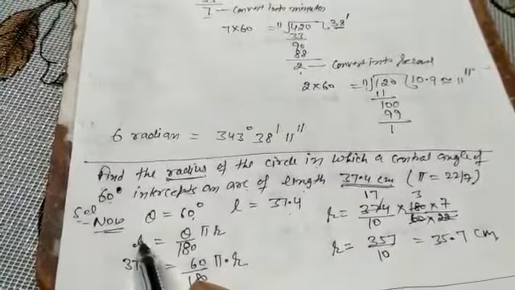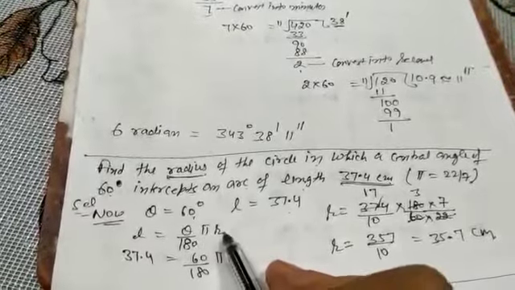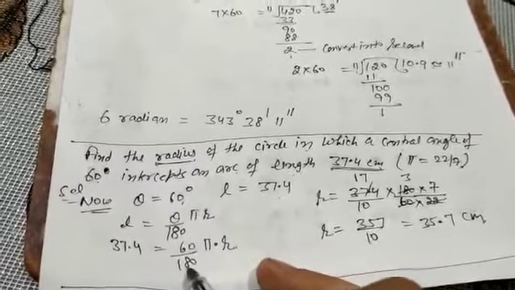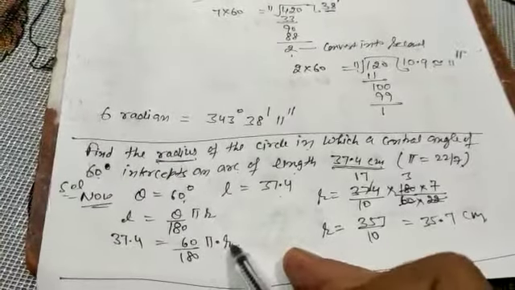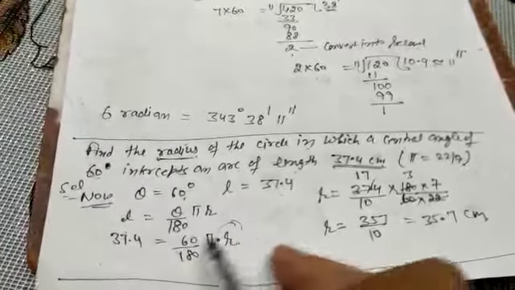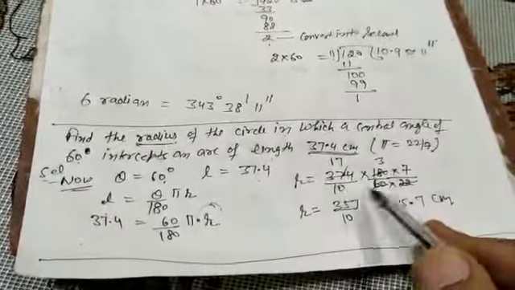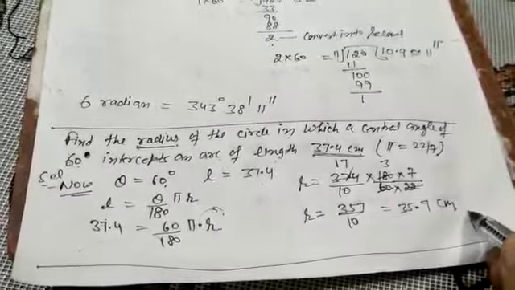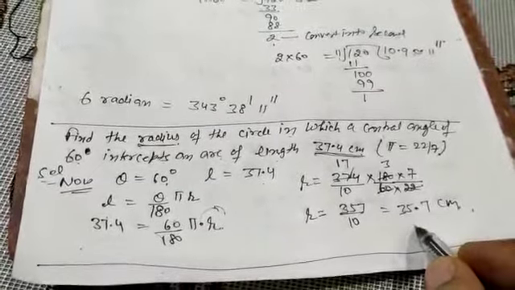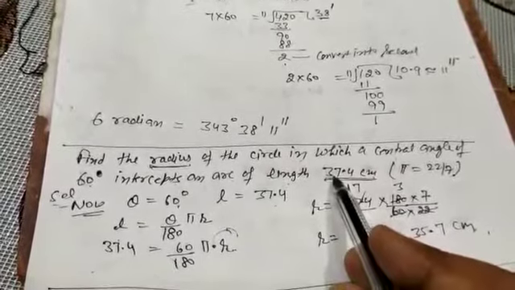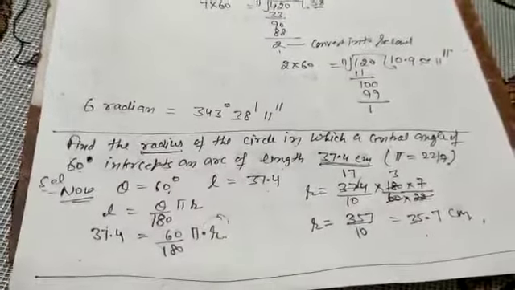You know the formula, L is equal to theta upon 180 into pi r. Length of arc 37.4, theta that is 60 degree upon 180 into pi into r. We want to calculate r, so this is transferred to the numerator and this is transferred to the denominator with pi. So after transformation and shifting the value of pi, we get 357 upon 10. On simplification, we will get 37.7 centimeter. So this is the radius of that circle in which an angle of 60 degree is made, whose length of arc is equal to 37.4 centimeter.